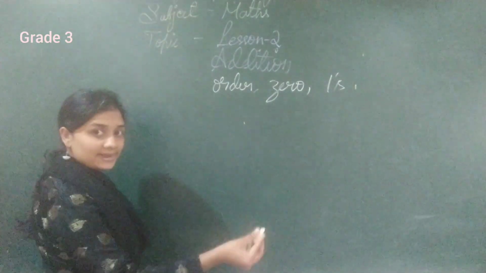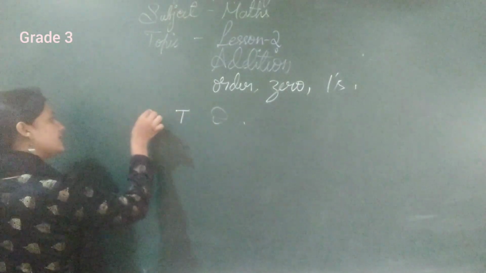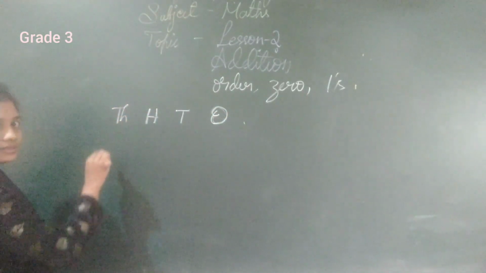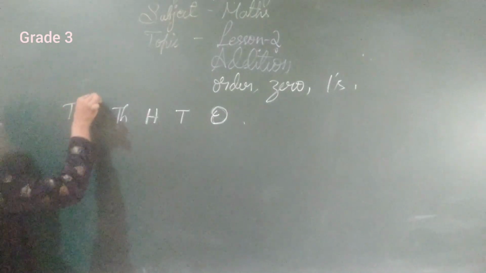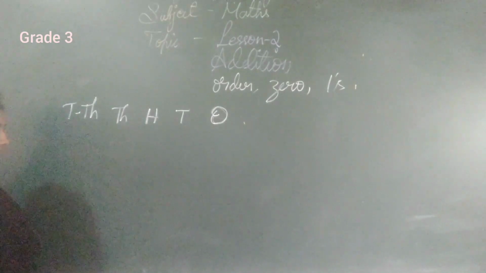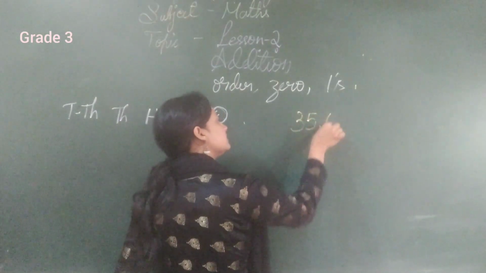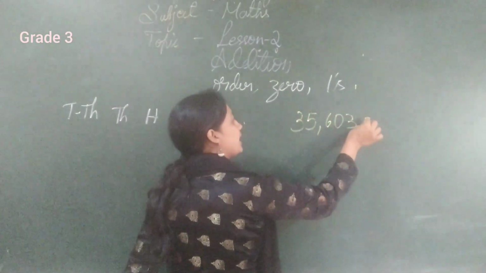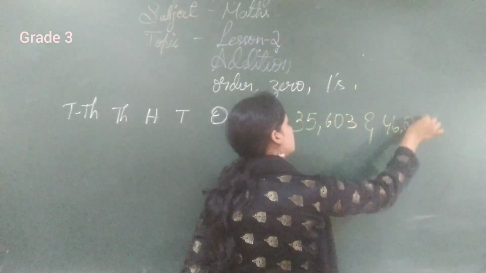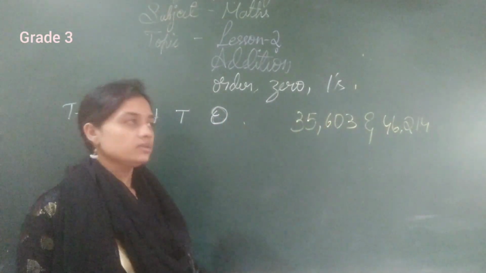So when you are adding 5-digit numbers, you have places like 1, 10, 100, 1000 and 10,000. This makes 5 digits. So let's start adding the numbers. The numbers I'm going to add are 35,603 and 46,214. These are the two numbers which I am going to add now.